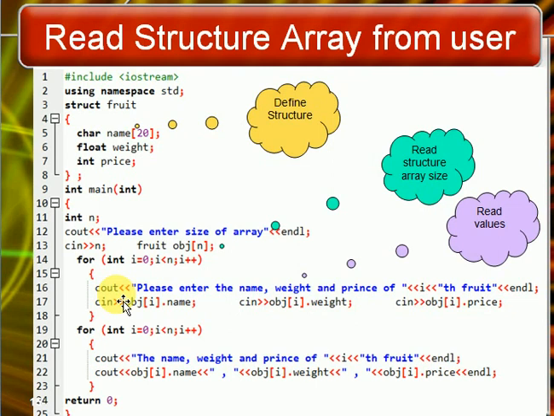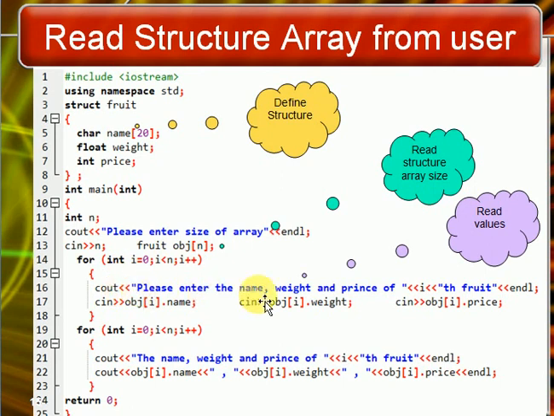Now the next program is reading a structure array from the user. Include iostream, using namespace std. That is the definition of structure, struct fruit, with character name having a capacity of 20 values, meaning 20 characters, and float weight and price. Its main function has int n. Please enter the size of the array: we are reading the value of n from the user, representing the size of the array. Then the declaration of the structure object array, that is fruit obj of n. It's a loop to control iteration of this array having size n, that is int i as the loop control variable, starting from 0, i less than n, i plus plus.